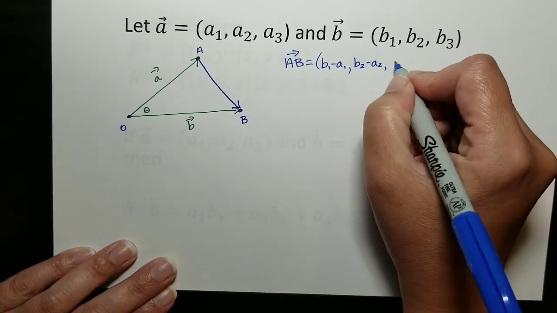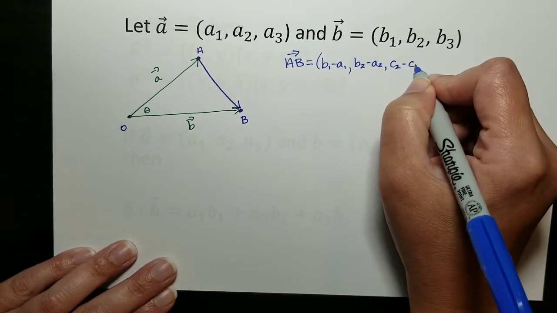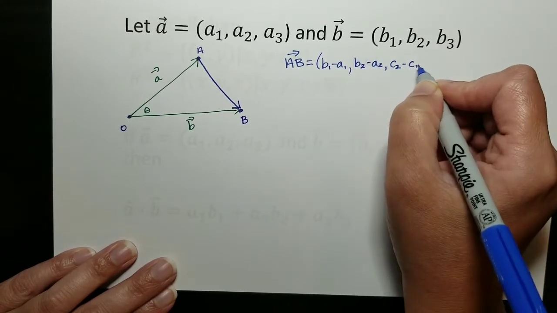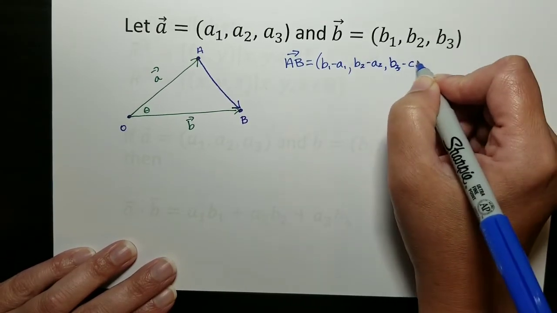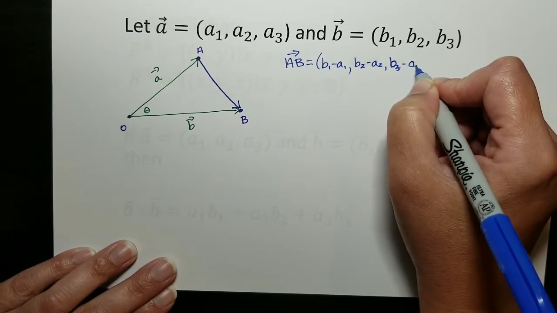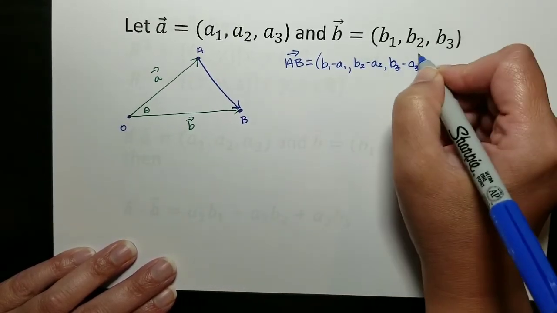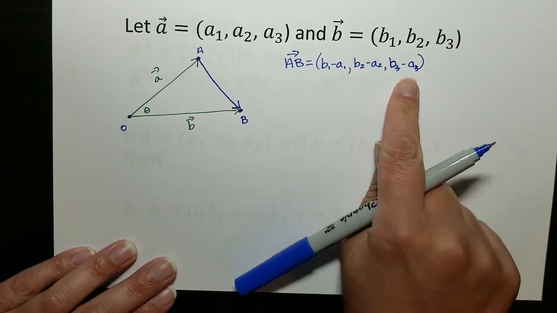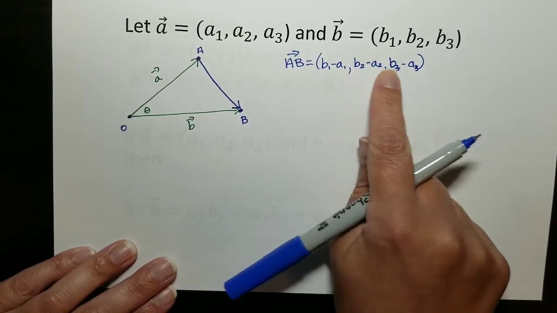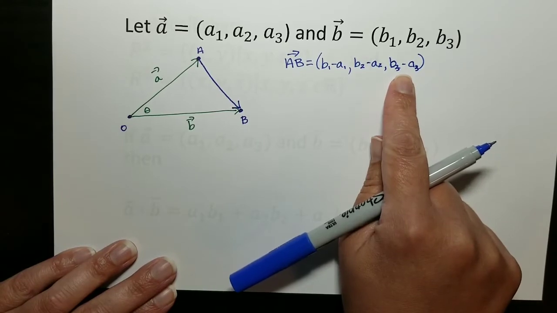And then the z component is c2 minus, b3, there's no c's, minus a3. Don't know where I came up with c's. Sometimes we say a, b, and c. So here's my components of vector AB.